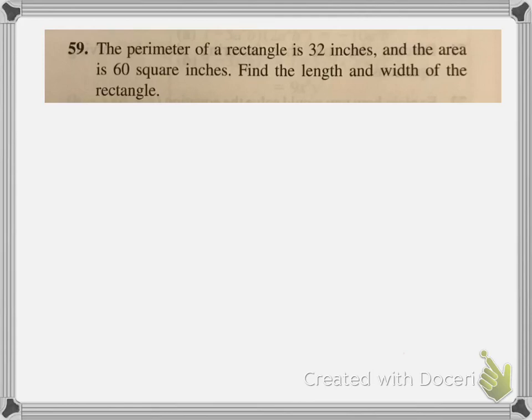Okay. The perimeter of a rectangle is 32 inches. The area is 60 square inches. Find the length and the width of the rectangle. Okay? So what's the first thing that I can do before I really know what to do anything else? Draw a rectangle. Okay, and we know that a rectangle has a length and it has a width.